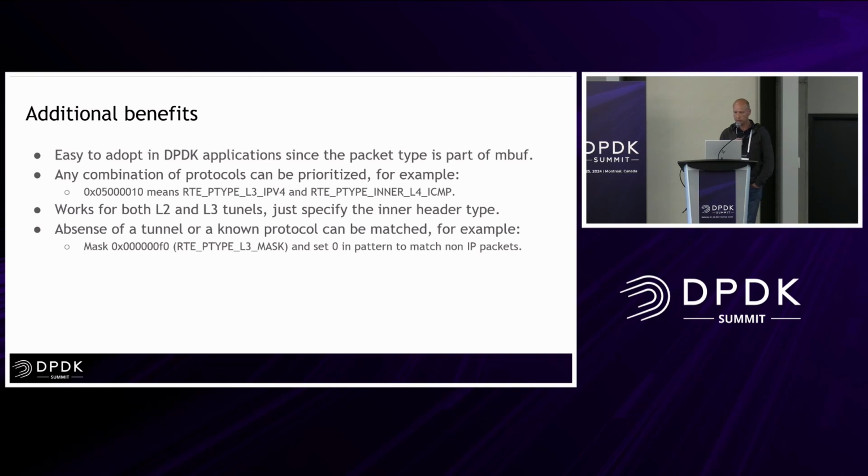And the last point is that also we can match the absence of protocol with this type. So whenever you set the mask, for example, you want to specify the inner L3 mask, and then in the flow rule you set it as 0, and that means that you're going to receive all the packets that don't have the L3 inner header, and that's it.